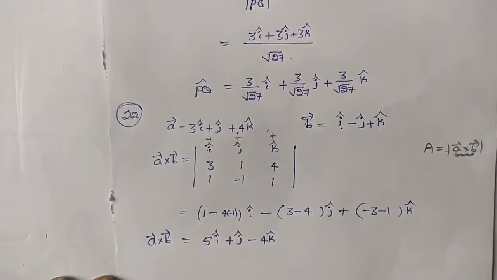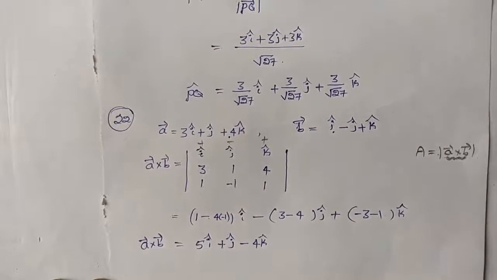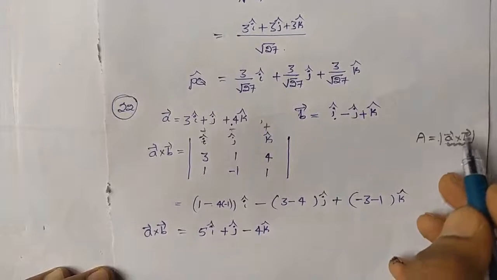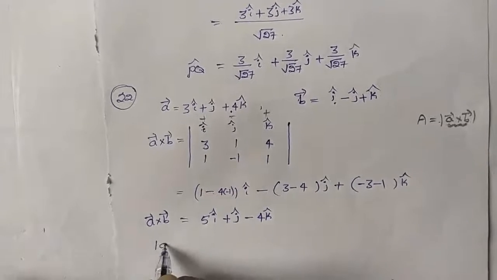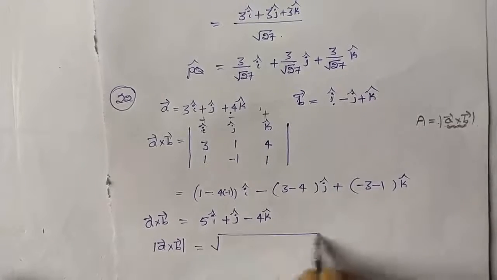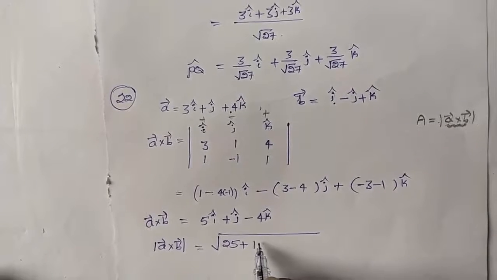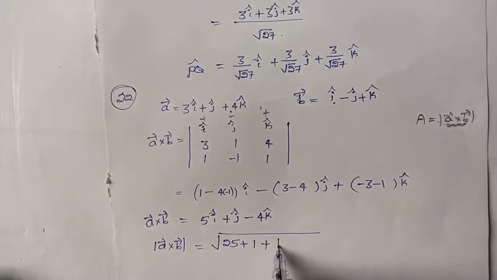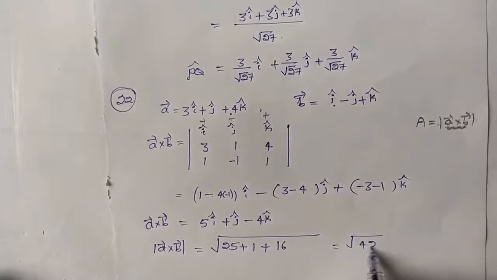But we need to find the area of a parallelogram. So how to find area of a parallelogram? The magnitude of A cross B is the area of a parallelogram. So find out magnitude of A cross B. Magnitude of A cross B equals to square root of 5 square is 25 plus 1 plus K component whole square is 4 square is 16, equals to how much? 42.